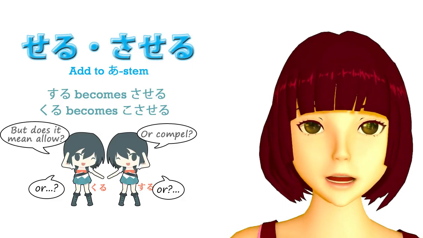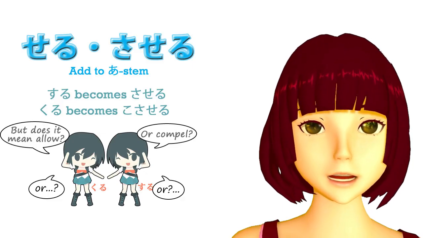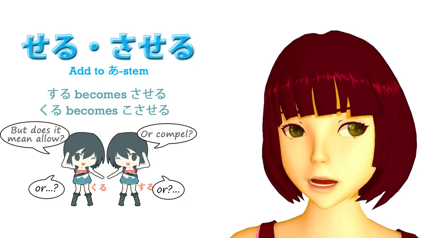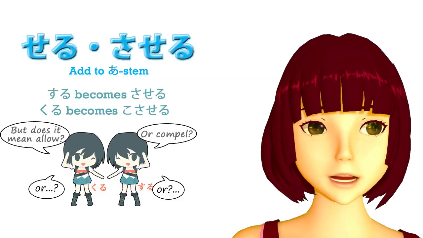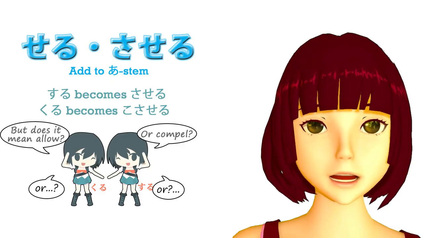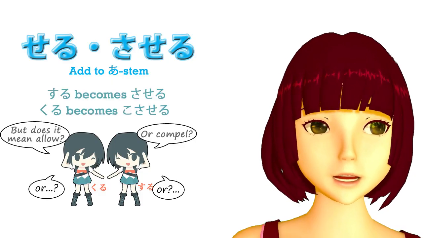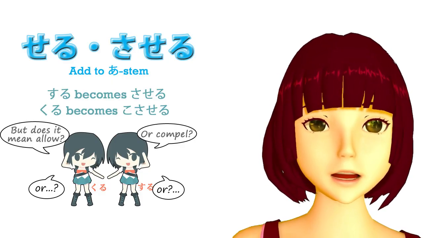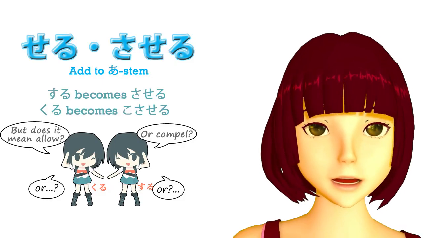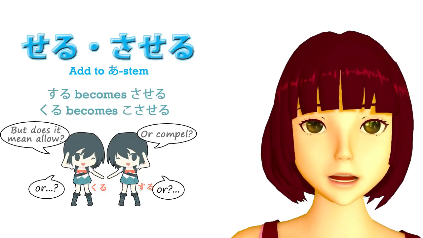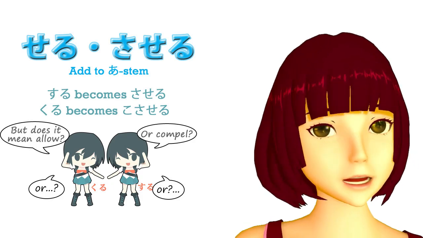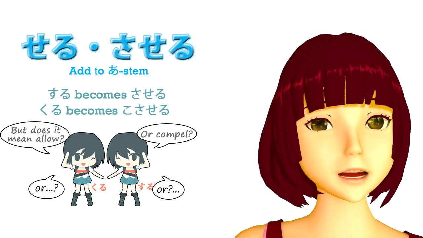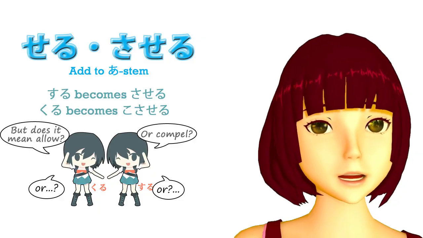But the important thing to understand is that it can have either of those meanings, but it can also have neither of those meanings. The best way to translate it is with the very un-English sounding "cause someone to do something." Why? Because we can mean that we are forcing them to do something. We can mean that we are allowing them to do something, but we can also mean something that isn't covered by either of those English translations.